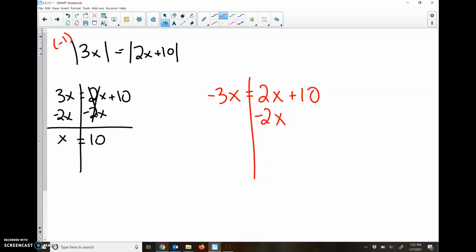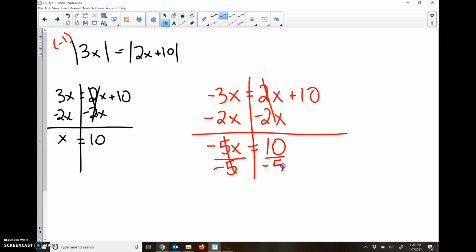It's a positive 2x, so I'm going to subtract 2x. Except this time, negative 3x minus 2x gives me negative 5x, not 1 like it did before. So now, when I divide both sides by negative 5, I figure out my other answer is negative 2. So my two possible answers for this are 10 and negative 2.